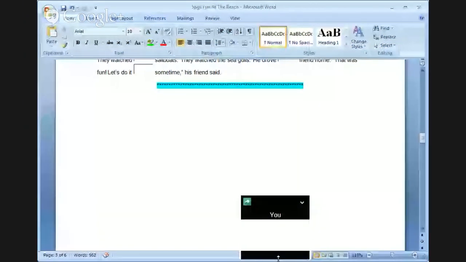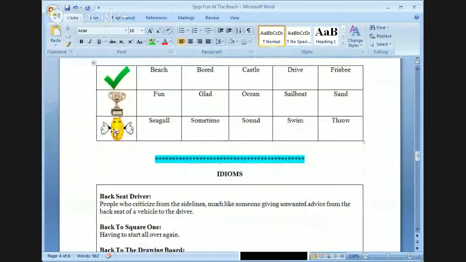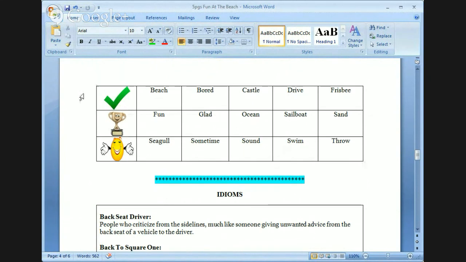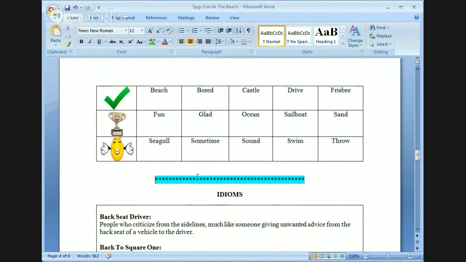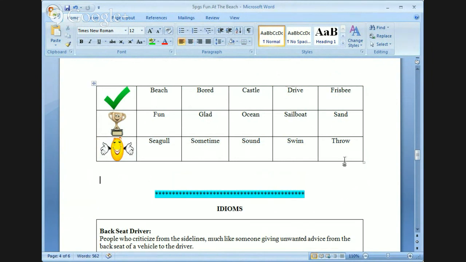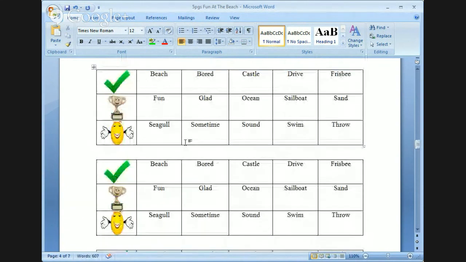Okay, now you should know this story, hopefully about 100%. We're going to look at this story now. Here are the words: beach, board, castle, drive, frisbee, fun, glad, ocean, sailboat, sand, seagull, sometimes, sound, swim, and throw. I want you to tell this story again using these words. It doesn't have to be the exact story, but if you get to a point when you don't know what to say, I want you to refer back to the story and make sure that you're telling the story. I'll do the first one.